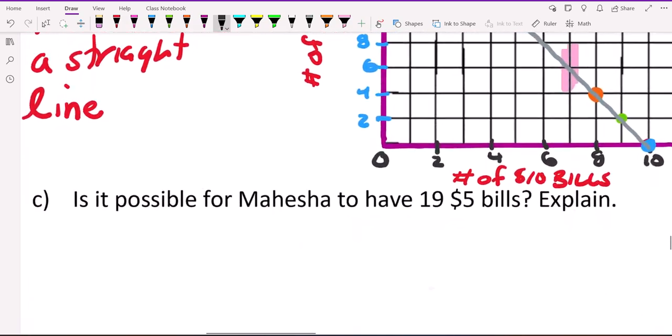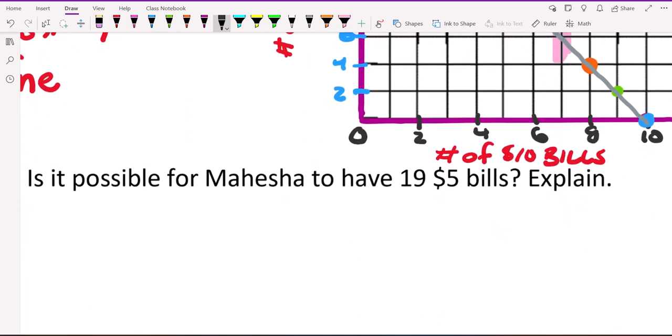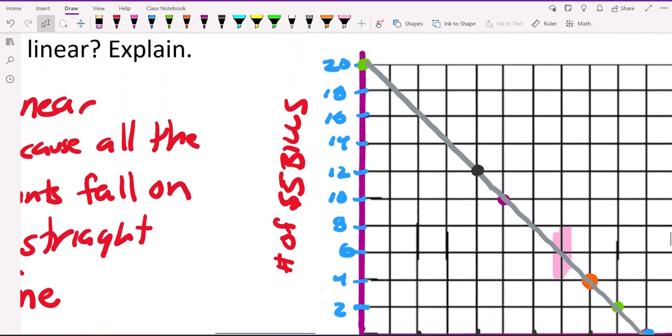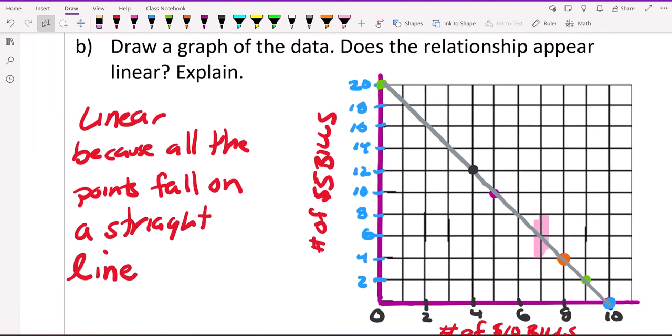Okay, so now the last question. Is it possible for this person to have 19 $5 bills? Alice? No, because then when you added the rest would be 10, and then when you added those, it wouldn't be able to add up to 100. Yeah. Because it's an odd number. So if you go 19 times 5, you get $95. There's no way to make up the rest of the money using $10 bills.